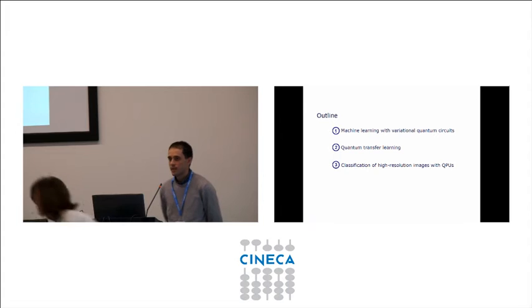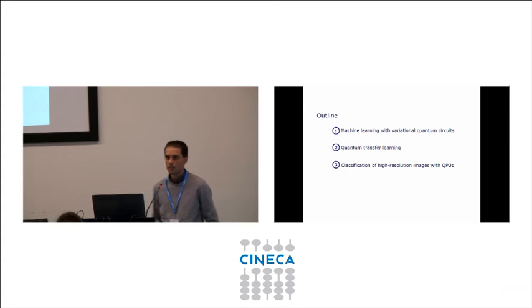So this is the outline. It will be very introductory because I think the audience is very diverse. So I will make a long introduction on what I mean by doing machine learning with variational circuits. Then I will present this new approach of using quantum transfer learning to mix classical and quantum neural networks. And then I will show a practical application of this approach, in particular for the classification of high-resolution images with a quantum computer.